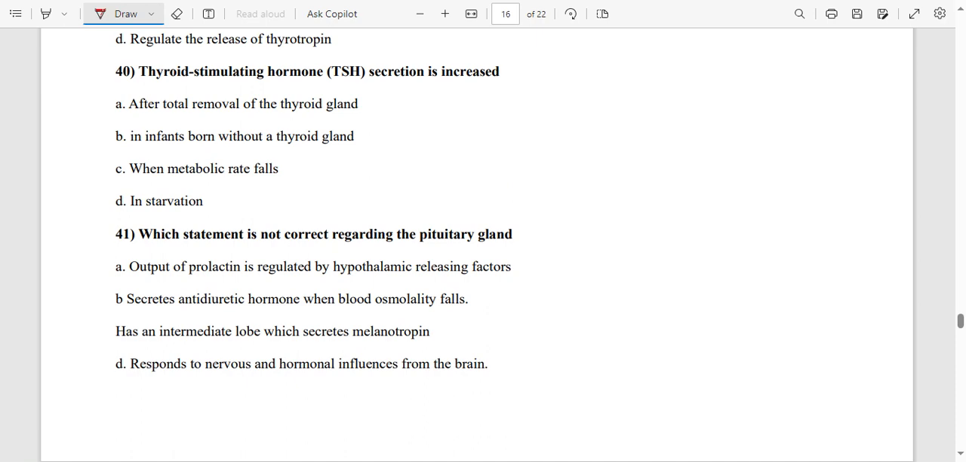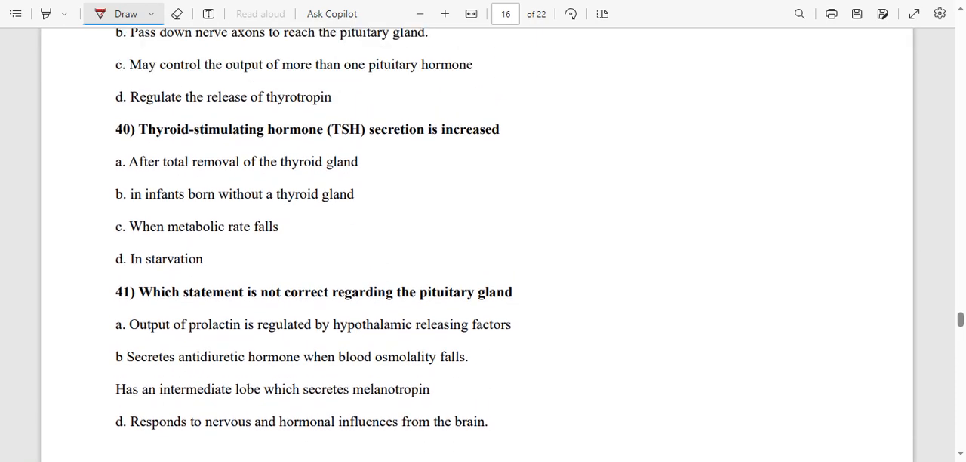Thyroid stimulating hormone. When should its secretion increase? When metabolic rate falls. Okay. And then there's also B, in infants born without thyroid gland.